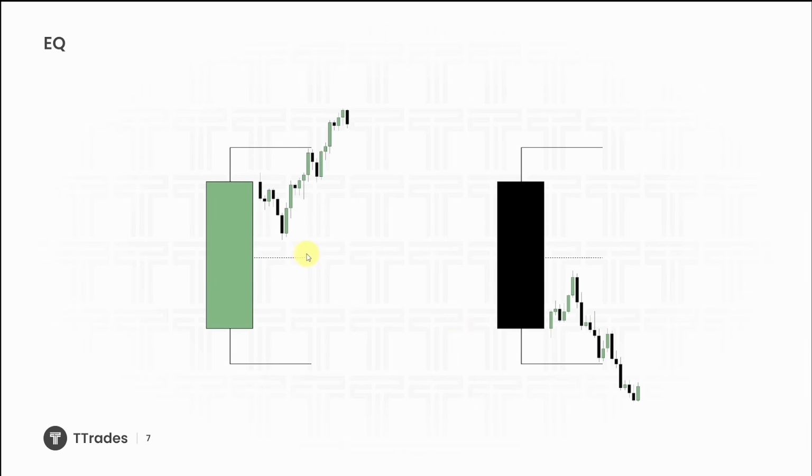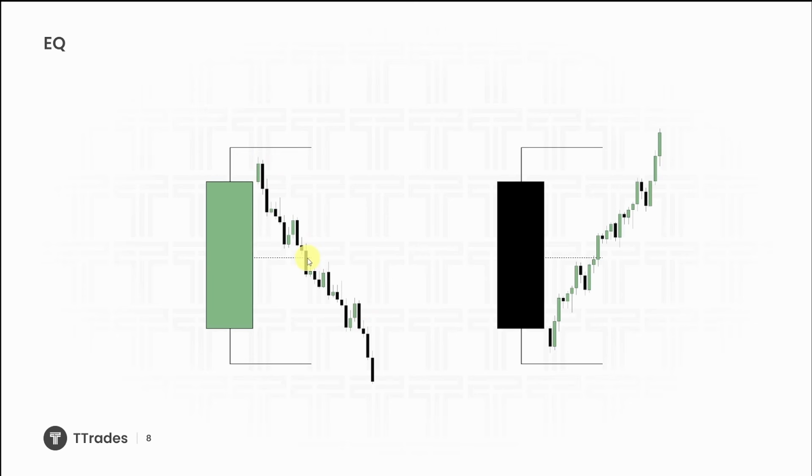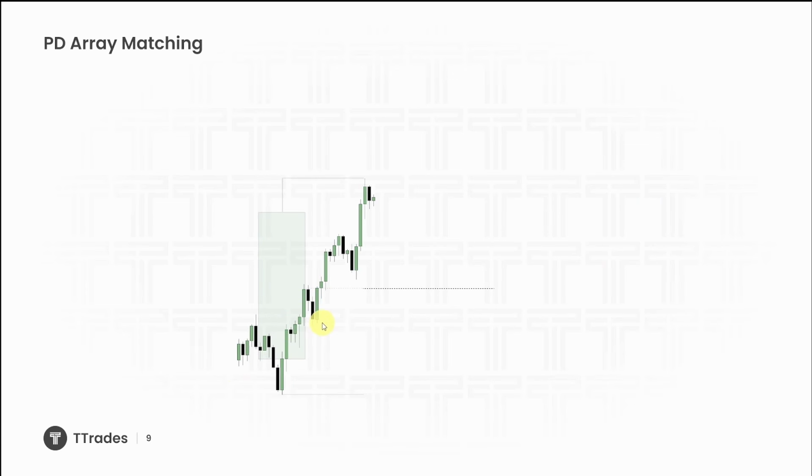So understanding this with expansions, what can you anticipate? The way I use equilibrium is in expansions, I'm looking for the upper half to respect for price to trade higher and the lower half to respect for price to trade lower. Now, if these do not respect, I then can flip my bias and anticipate the low of the range being taken.